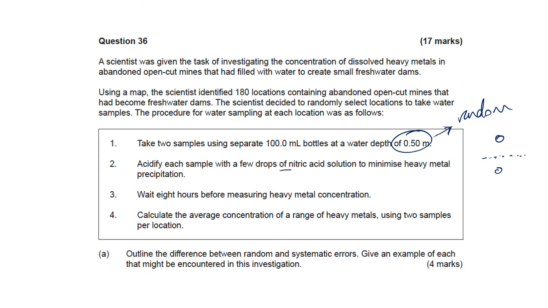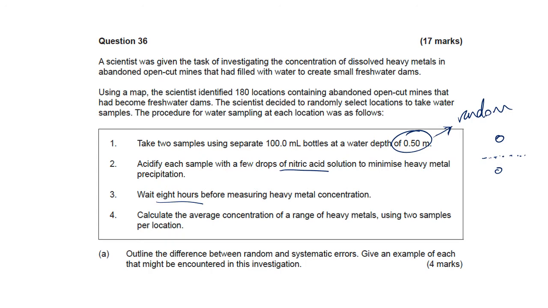Systematic error: accidentally putting in a different acid, or even a base in there, which would precipitate all the heavy metals, which would be very bad. So adding a base instead of an acid would be a systematic error, right? If you didn't wait 8 hours, if you always waited slightly less, or if you pressed 8 minutes instead of 8 hours, because that's totally something that would happen, then that would make a significant systematic error.